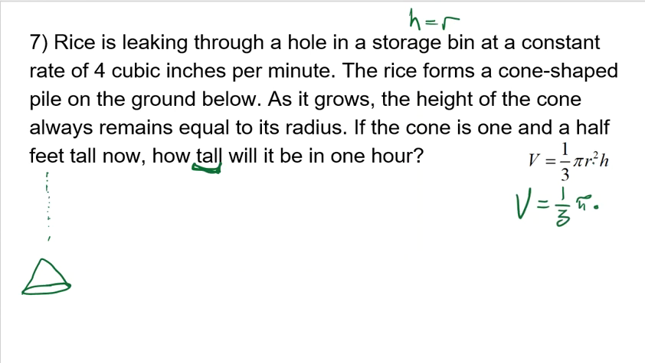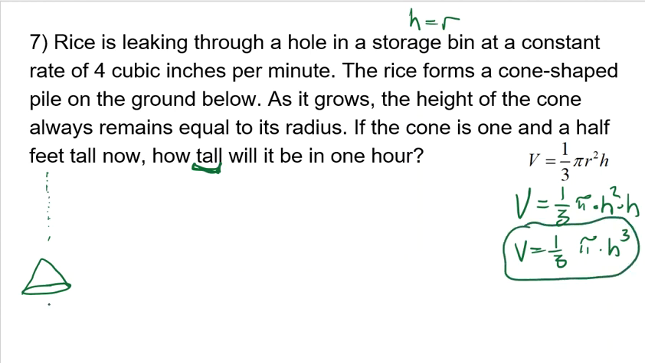If I replace r with h, that becomes h squared times h, which of course becomes 1/3 pi times h cubed. So here is my formula for the volume of this cone-shaped pile of rice.